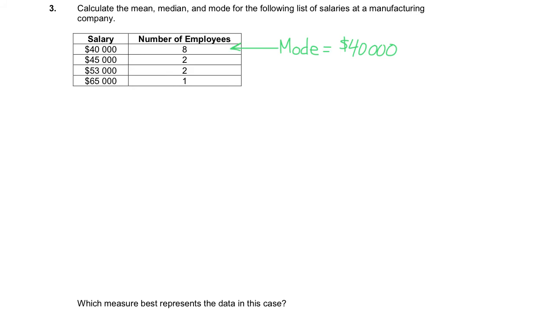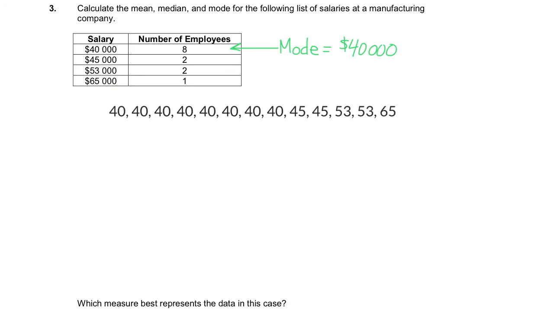Next, I'm going to calculate the median, and a lot of people run into trouble with the median here because they just look at these numbers and they think, okay, well, the middle number would be between 45,000 and 53,000, and then they go about it that way. But remember, this is not the list of values. There's 8 of these, there's only 2 of these, and then 2 of these, and then 1 of these. So when we write our list, it's going to look more like this.